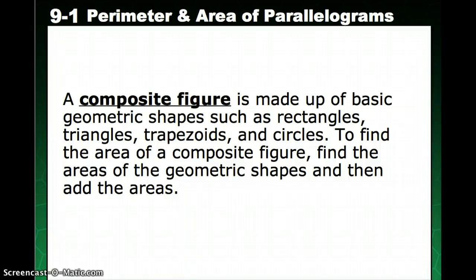Now let's see how perimeter and area of parallelograms can be applied to composite figures. Read the description of a composite figure. A composite figure is made up of basic geometric shapes such as rectangles, triangles, trapezoids, and circles. To find the area of a composite figure, find the areas of the geometric shapes and then add the areas.